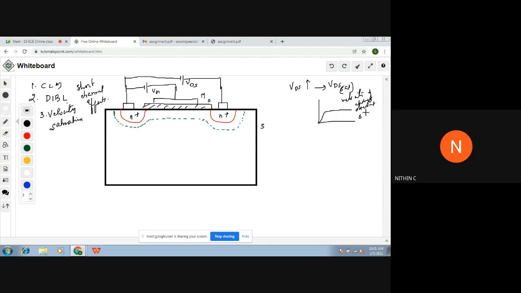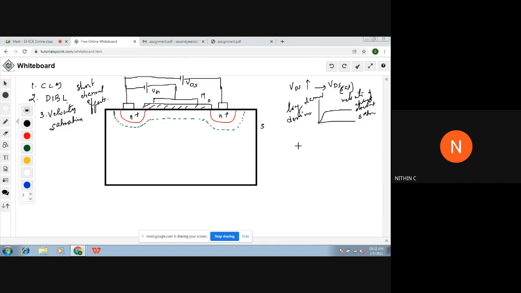In long channel devices, the velocity of the charge carriers does not saturate even when the current saturates. But what happens in the case of short channel devices? For that, we need to understand one more thing.